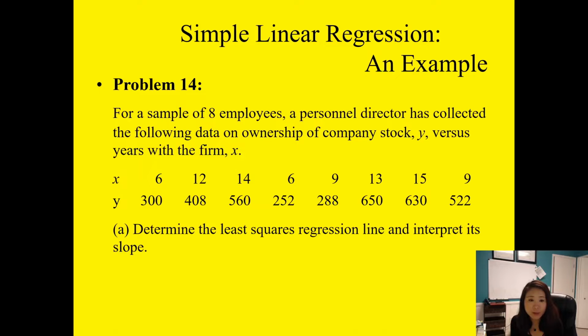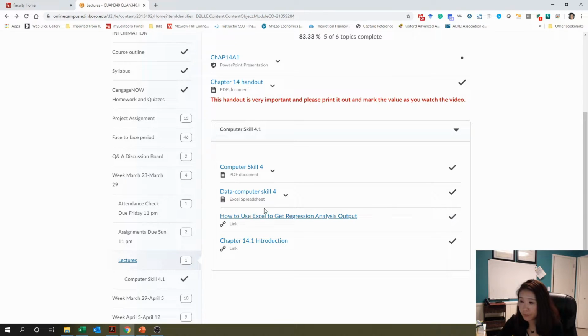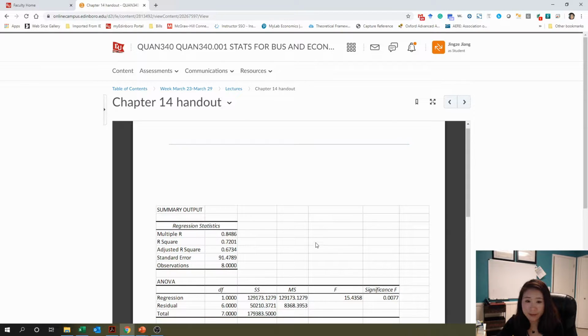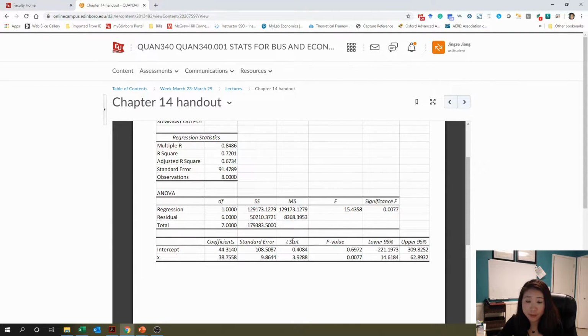So how can we answer this question? First, you're going to look at your chapter 14 handout. I asked you to print it out or download it ahead, so make sure you find that handout first. So this is the handout you need to use. As I said, make sure you download it because you're going to take good notes. Every time Excel will give you a similar output, the number one job for you is to try to find the right number to answer the question.